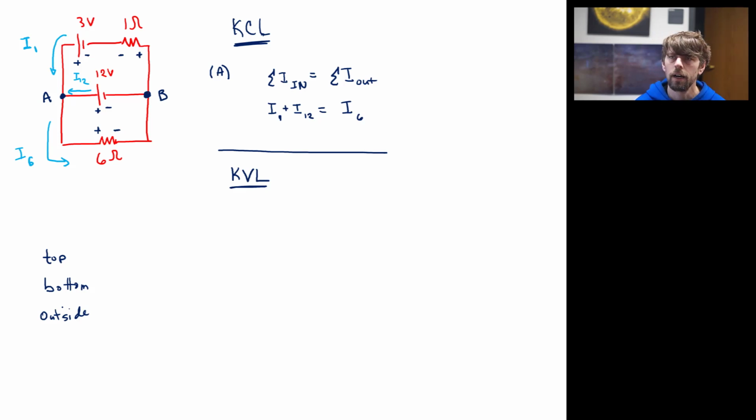Okay. Let's see here. For complexity, I'm going to take the top path, and I'm going to take the outside path.